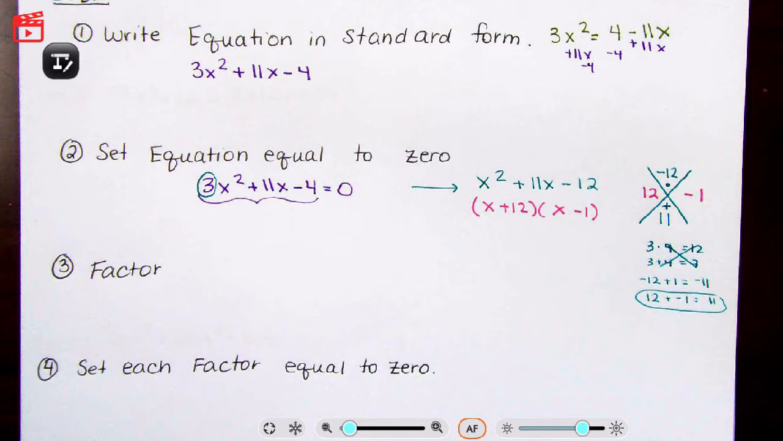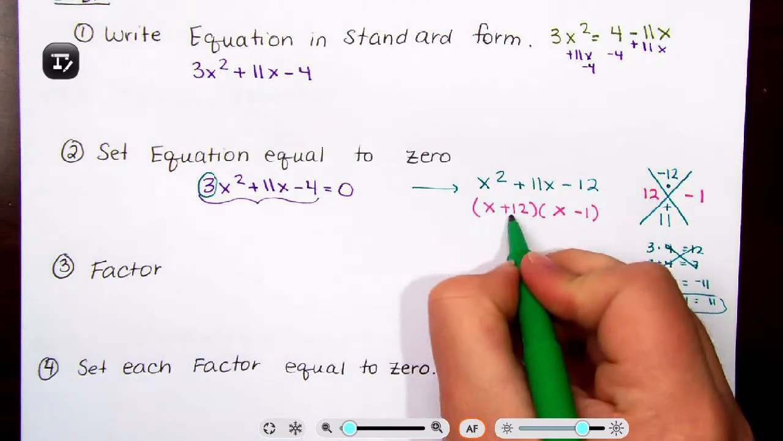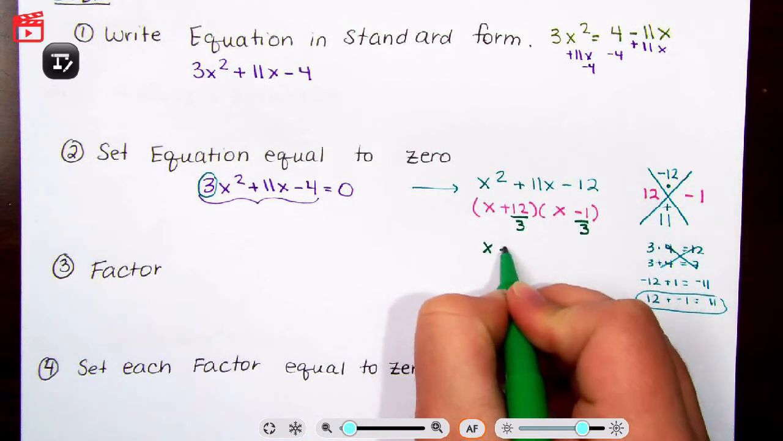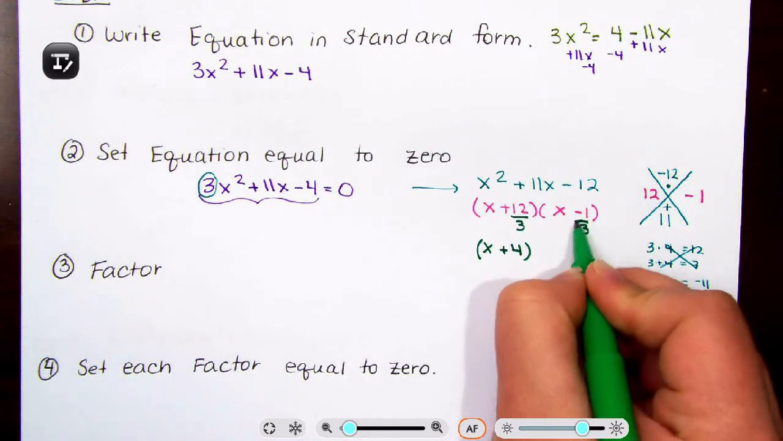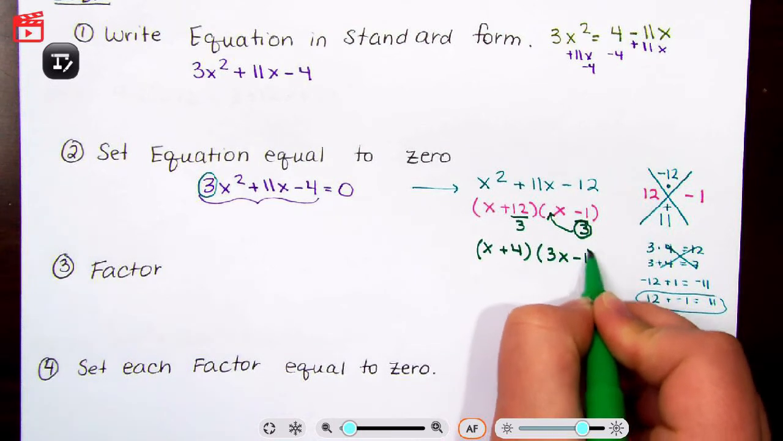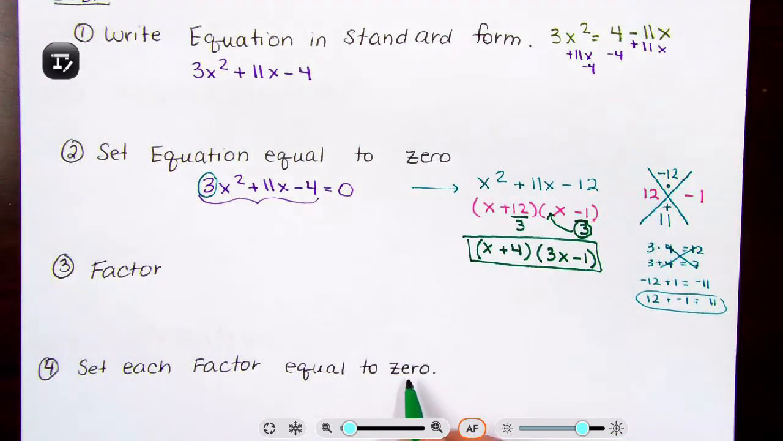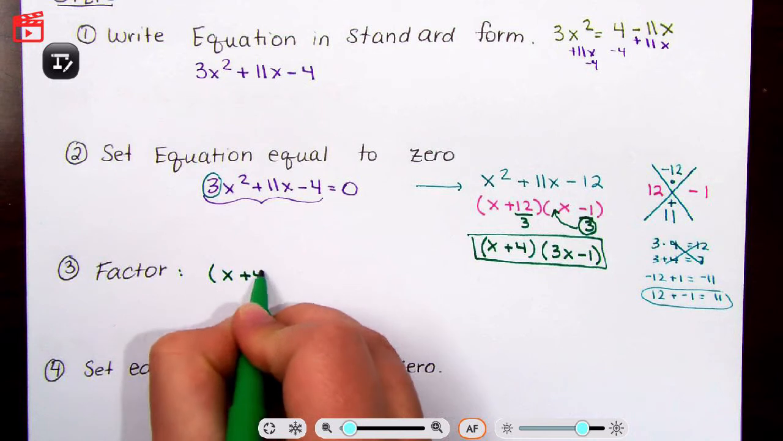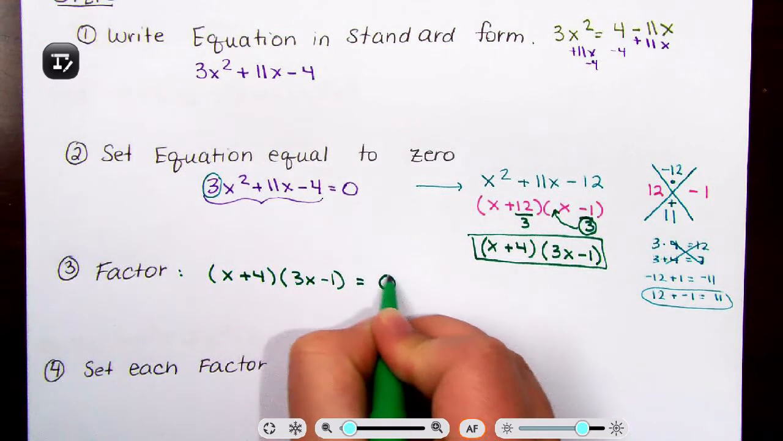Now, since my leading coefficient was not 1, remember, you have to divide by your original leading coefficient. In this case, it was 3. X plus 12 divided by 3 is 4. This does not simplify, so I'm going to take this 3, bring it out front. So I have 3x minus 1. So this is my factored form. So once I have it factored, I'm still having it set to 0. So these are my factors, and I'm setting it equal to 0.